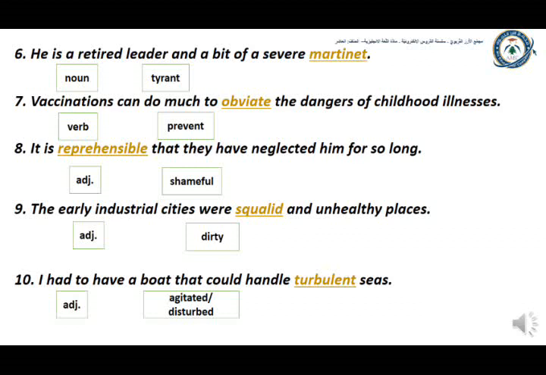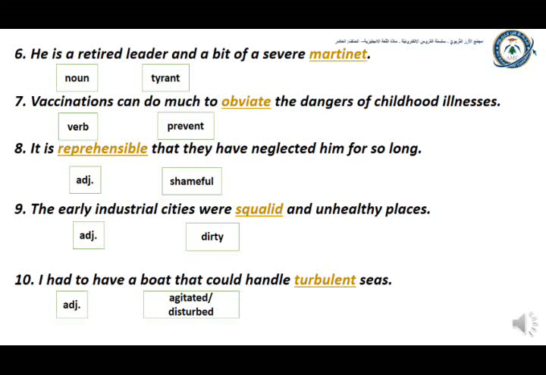In this sentence, the word severe that has a negative connotation helps us identify the meaning of the word martinet. He is a retired leader and a severe martinet, a severe oppressor or tyrant. So martinet means tyrant. 7. Vaccinations can do much to obviate the dangers of childhood illnesses. Can you tell me what the part of speech of the word obviate is? Obviate is a verb. Now, can you figure out the meaning of the word obviate through the context clues in this sentence?